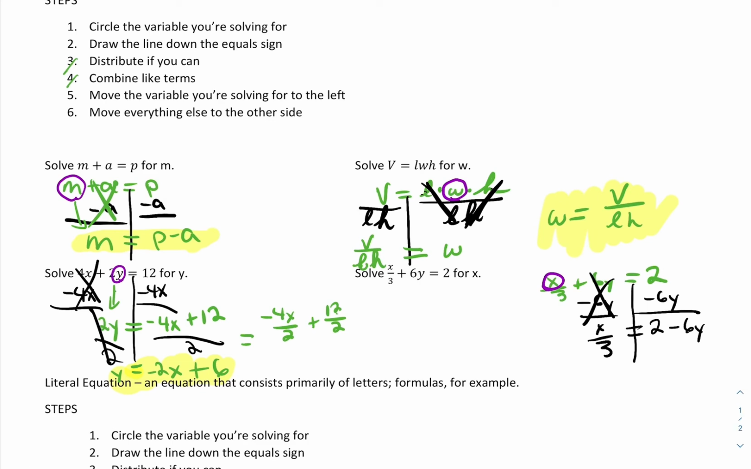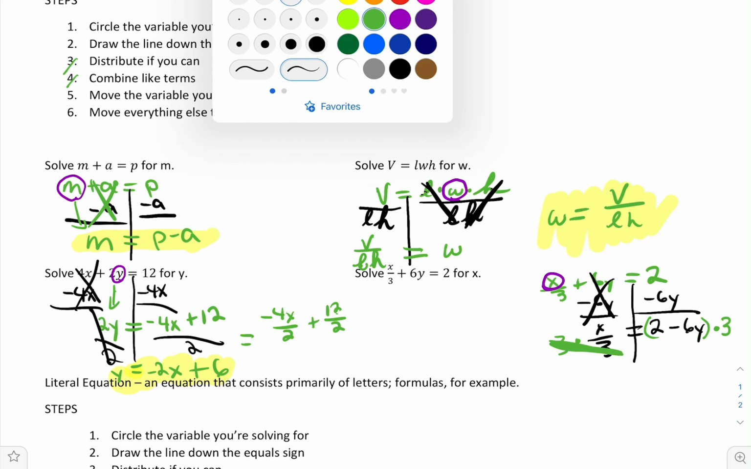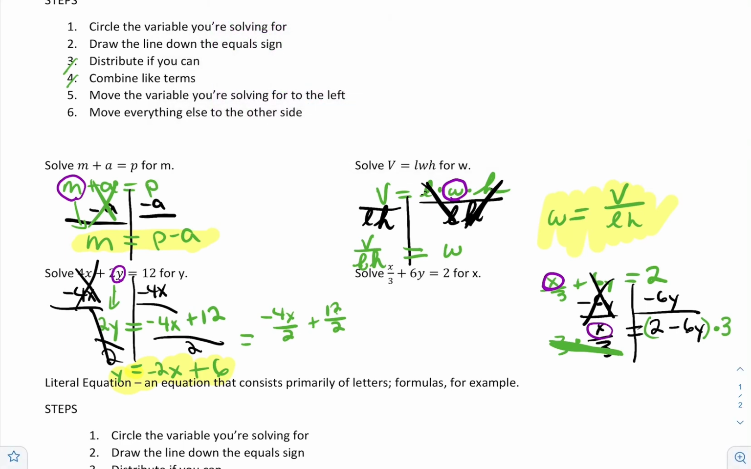And now the only thing we need to get rid of on this left side is this dividing by 3. The inverse of division is multiplication, so we need to multiply both sides of our equation by 3 in order to get rid of our denominator. So we're left with what we want, which is x, right?